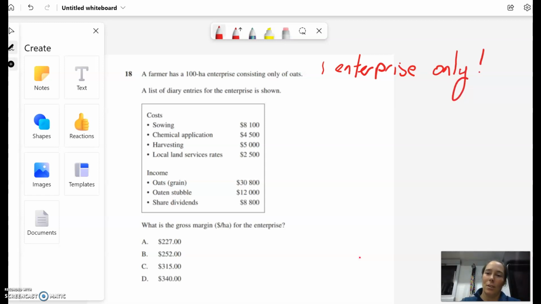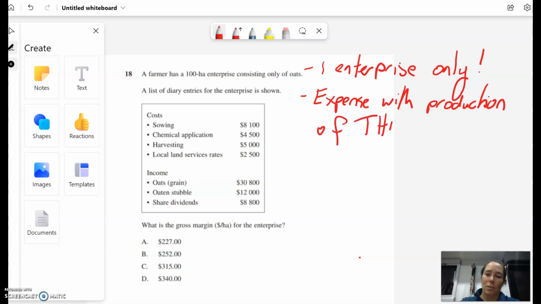No problem. One enterprise only. And you only look at expenses that are paid only if you grow the crop that year. So it's expenses with production of that enterprise, not all the enterprises.